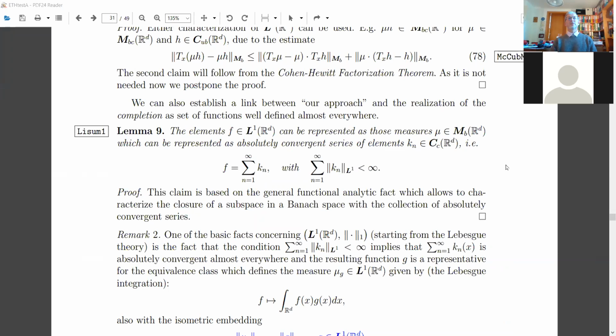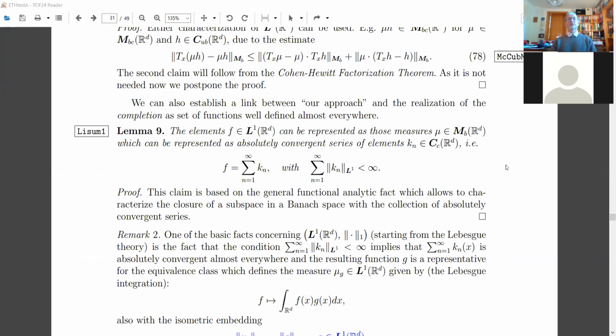So now assume somebody is giving you an element f. Then formally I would say the measure that we get from such a function is the absolutely convergent sum of measures, but absolutely convergent sums of nice measures is the same as absolutely convergent series of Kn, with the absolute convergence taken with respect to the L1 norm. Each individual Kn is a continuous function with compact support, and we can assume that the L1 norm is done in an integral way.